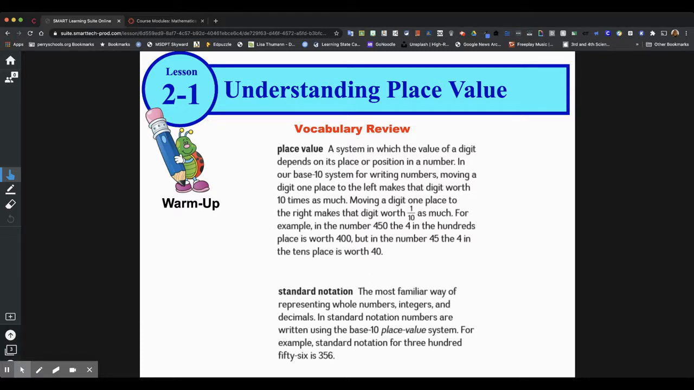Standard notation, the most familiar way of representing whole numbers, integers, and decimals. In standard notation, numbers are written using the base 10 place value system. For example, standard notation for 356 is 356, 356 in digits.